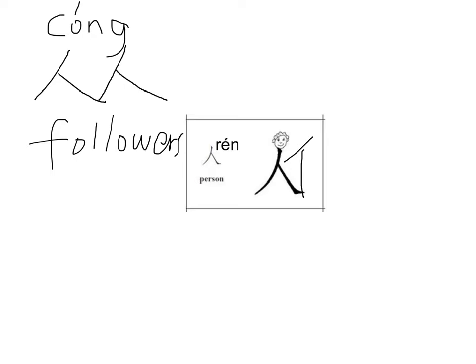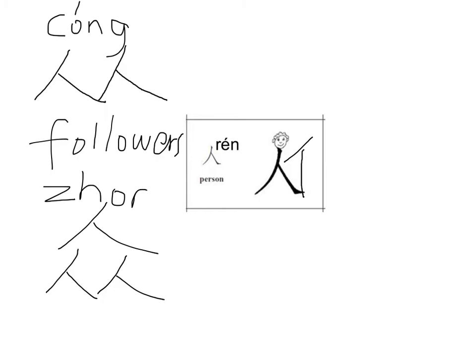Okay, so next character. So we have one person, two person, three persons together. It's pronounced like 众. 众. It means a crowd. A crowd. It means a lot of people together.